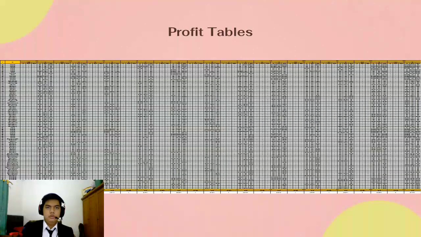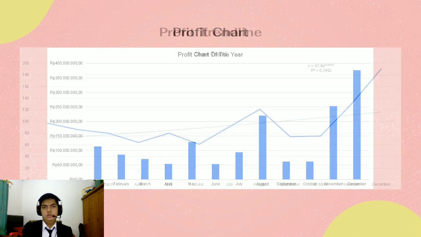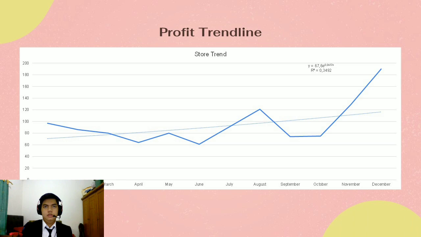Okay, now the profit table. Profit table has 14 columns, namely ID, items, and the month from January to December. On the profit table, it contains the Excel function formula, such as equal sum to calculate total quantities and total profit per month. And lastly, profit table uses a chart to see a comparison of profits each month and a trend line to see the highest numbers of buyer each month.